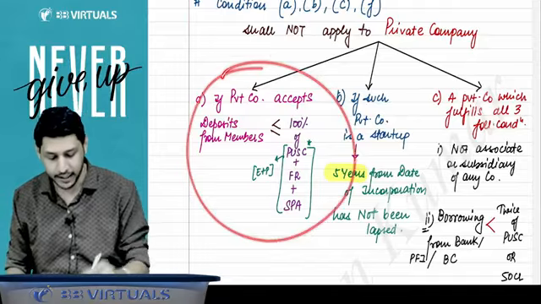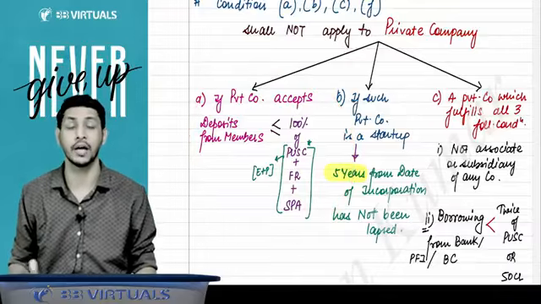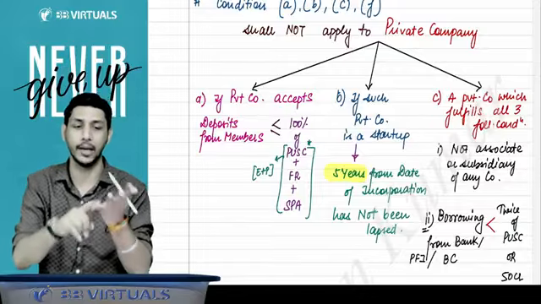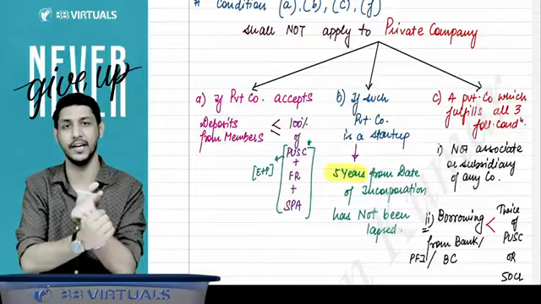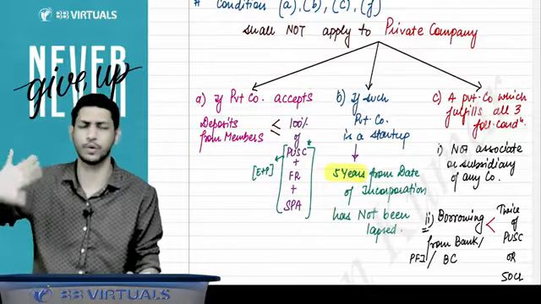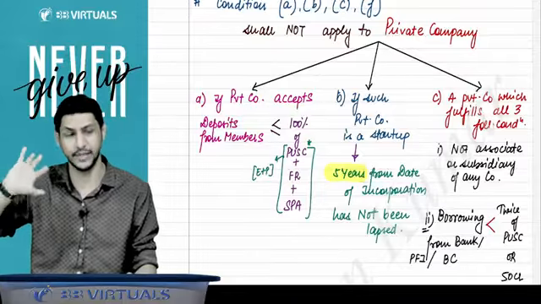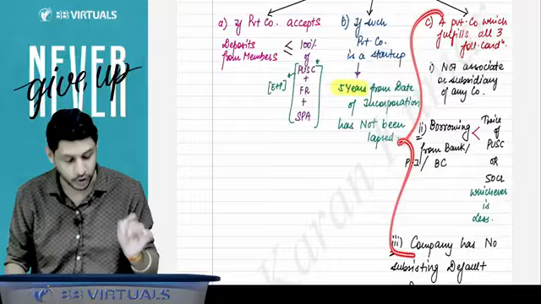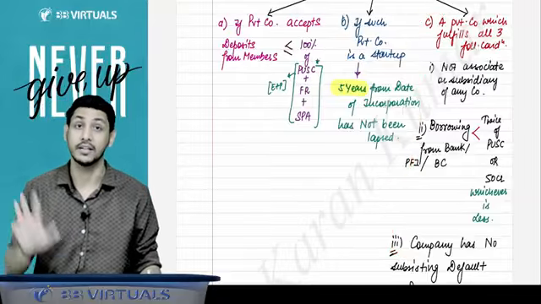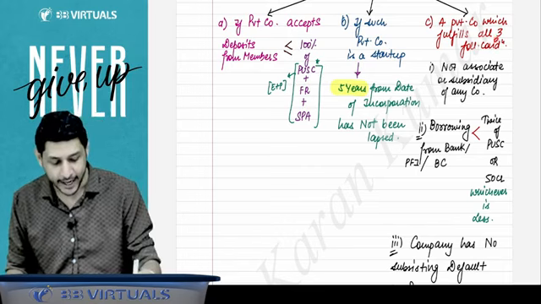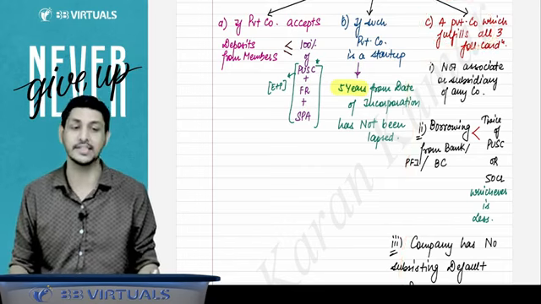Or if it is a private company accepting deposits from members equal to or less than 100% of the aggregate of paid up share capital plus free reserves plus securities premium account. If you are accepting only this much amount, then you need not fulfill those four conditions. You are exempted. And the third exemption itself gives you three conditions. The conditions will not be applicable to a private company if that private company fulfills all these three conditions.